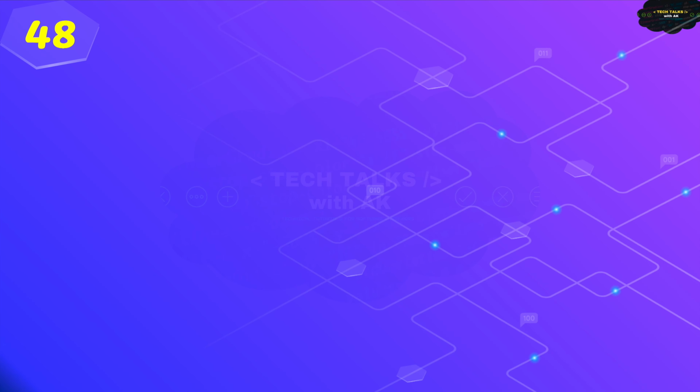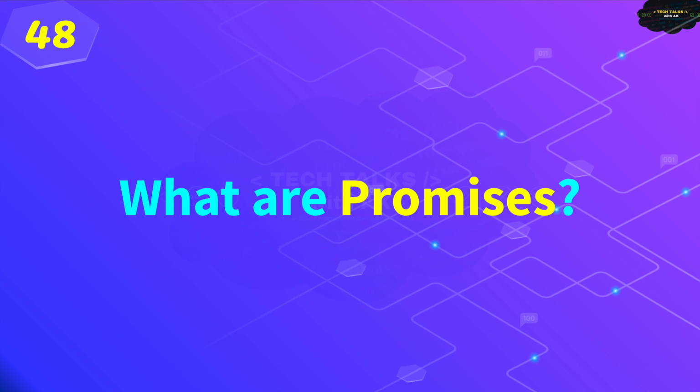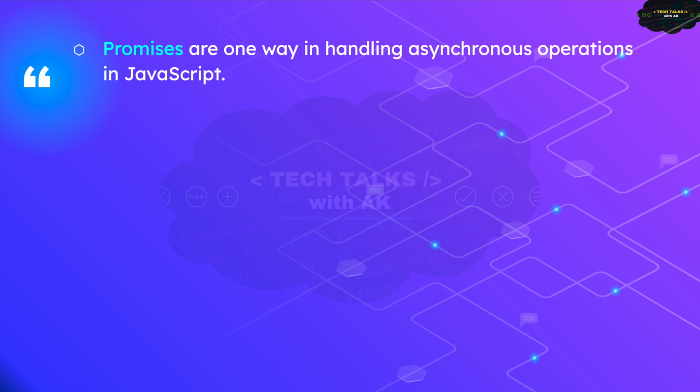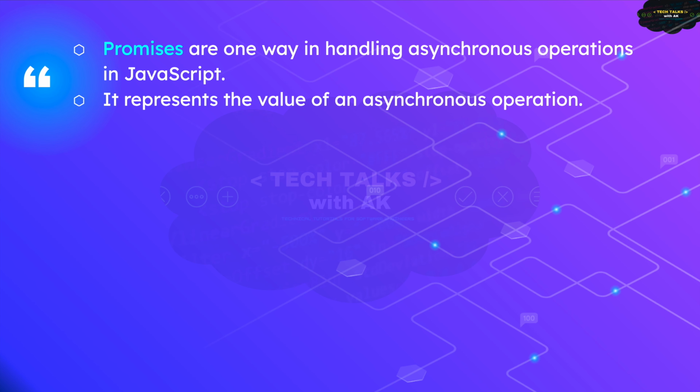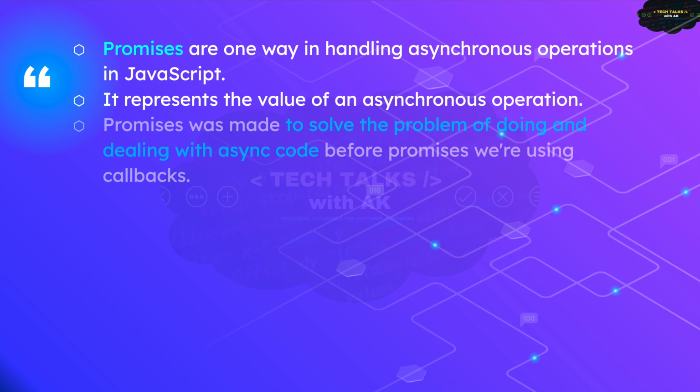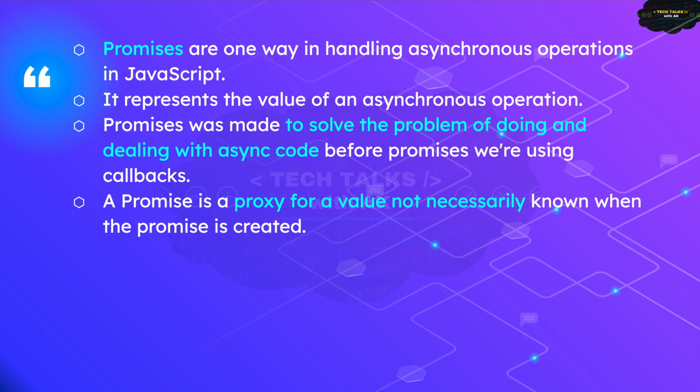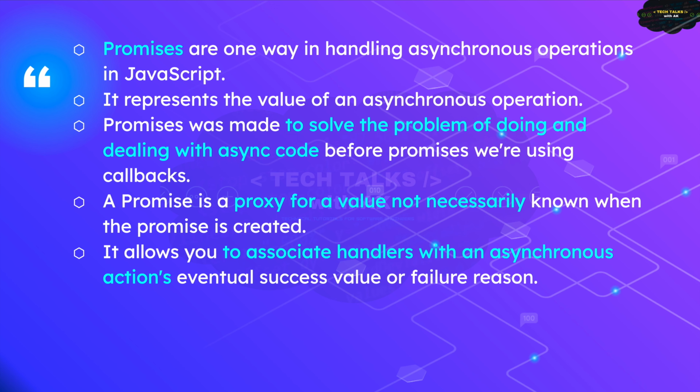Our next question is, what are promises in JavaScript? And the answer is, promises are one way of handling asynchronous operations in JavaScript. It represents the value of asynchronous operations. Promises were made to solve the problem of dealing with async code; before promises, we were using callbacks. A promise is a proxy for a value not necessarily known when the promise is created. It allows us to associate handlers with an asynchronous action's eventual success value or failure reason.